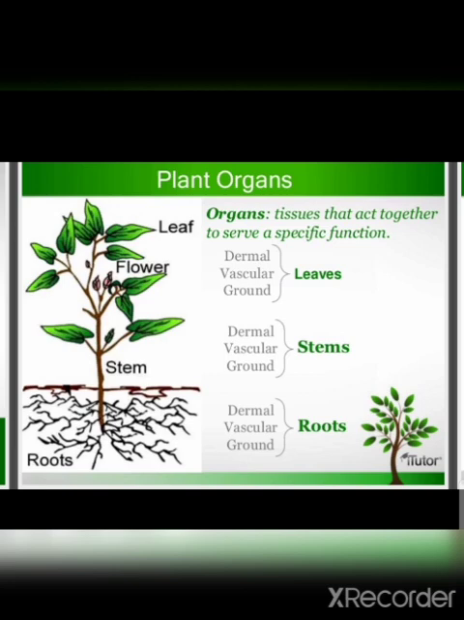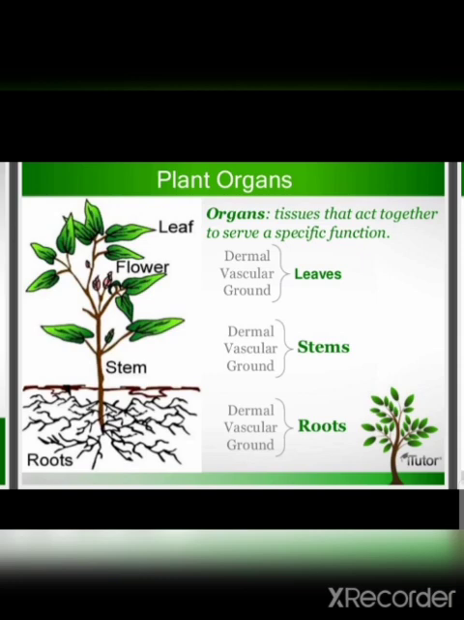So the flower contains the plant's reproductive organ. Many flowers attract the insects which carry pollen between plants to bring about pollination and fertilization. So the flower contains the plant's reproductive organ. Then there is a stem.